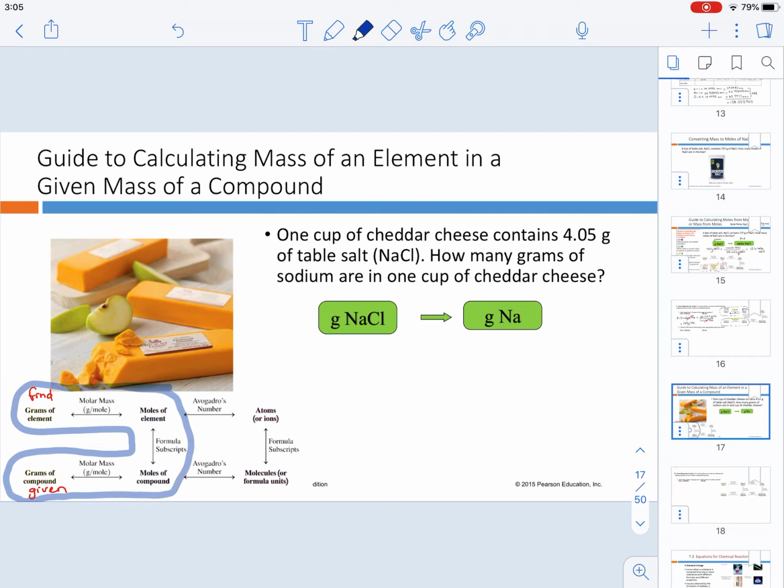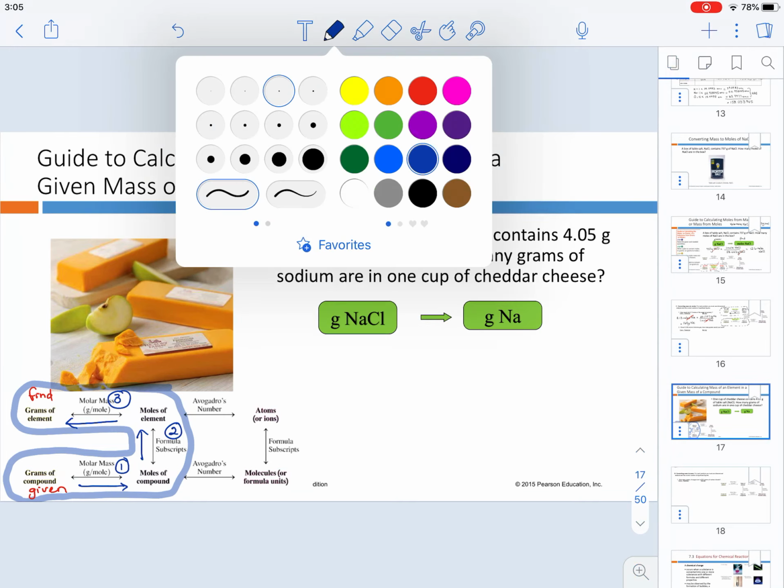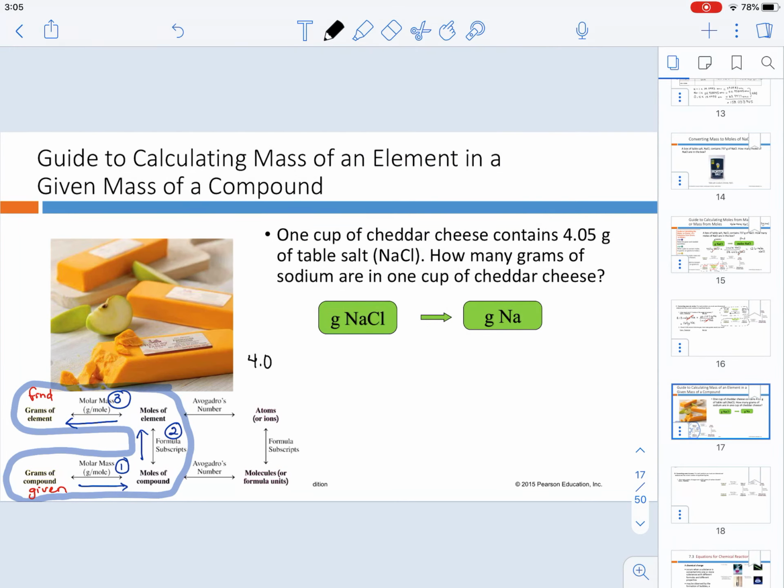which, as you can see here, it establishes in the direction that we're doing this problem that we're going to do 1, 2, 3 conversions. So we have first conversion factor, second conversion factor, third conversion factor. So when we are doing this problem, always, we're going to have 3 conversion factors. So first we're going to write what is given to us. That in this case is going to be 4.05 grams of sodium chloride. And we know that in order to find the grams of sodium, we need 3 conversions.